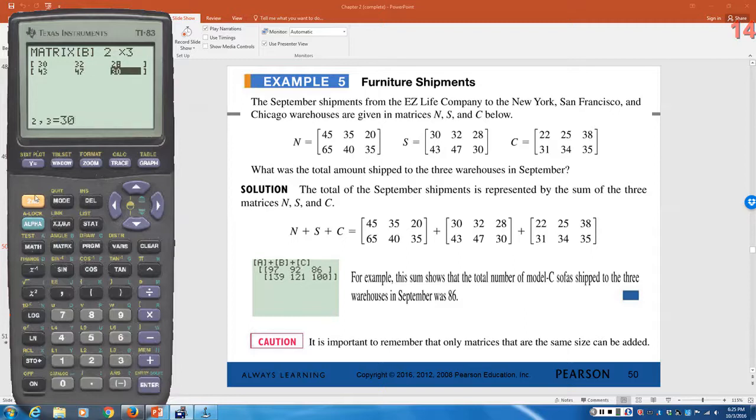and then quit once more, matrix, and edit matrix C, which is also 2 by 3, and it will have the entries 22, 25, 38, 31, 34, and 35.